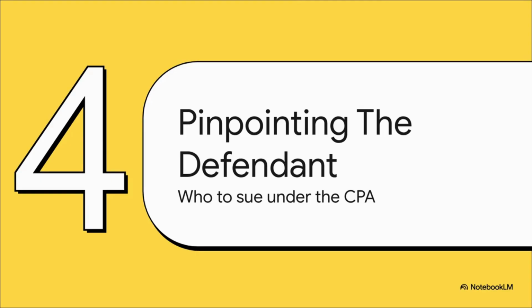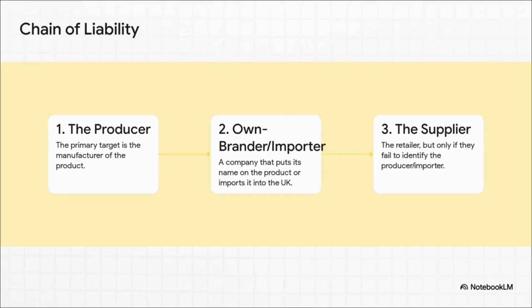Okay, so you know the product's defective and you know it's caused you some harm. The next question is a pretty important one. Who do you send the bill to? Who do you actually sue? The good news is the CPA is really clear about this and gives us a nice, simple hierarchy. Think of it like a chain of command. Your number one target is always the producer, the company that actually made the thing. Also in that top tier are own branders, like a supermarket that puts its own name on a product, and anyone who imported the product into the UK.